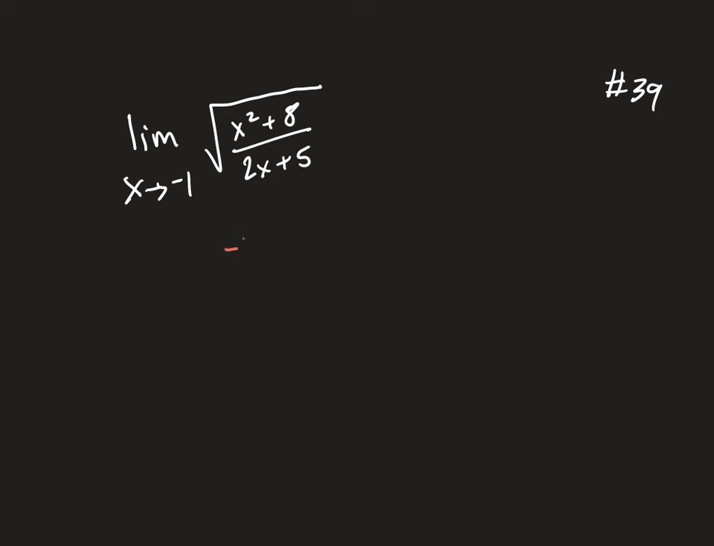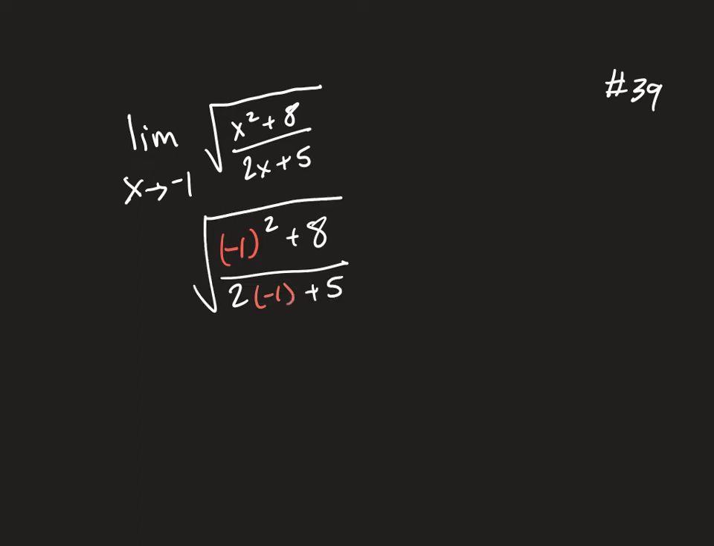So I'll have -1 squared, which we know is going to be +1, plus 8. So we're going to have 9 in the numerator. And then on the bottom, we're going to do 2 times -1 plus 5. And we're going to take the square root of that whole thing.